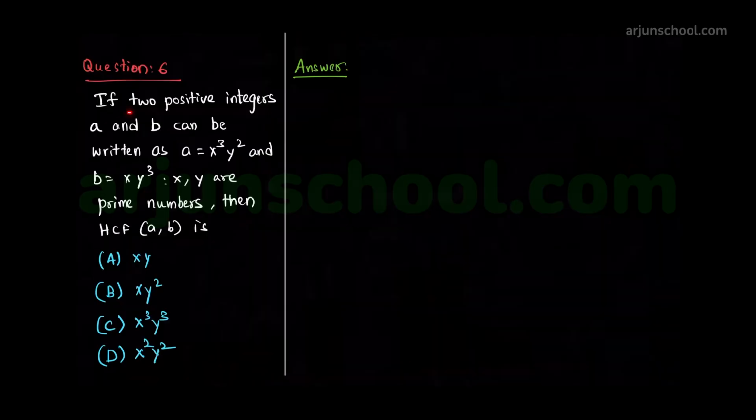Question. If two positive integers a and b can be written as a = x³y² and b = xy³, where x and y are prime numbers, then HCF of a, b is: option A, xy; option B, xy²; option C, x³y³; option D, x²y².